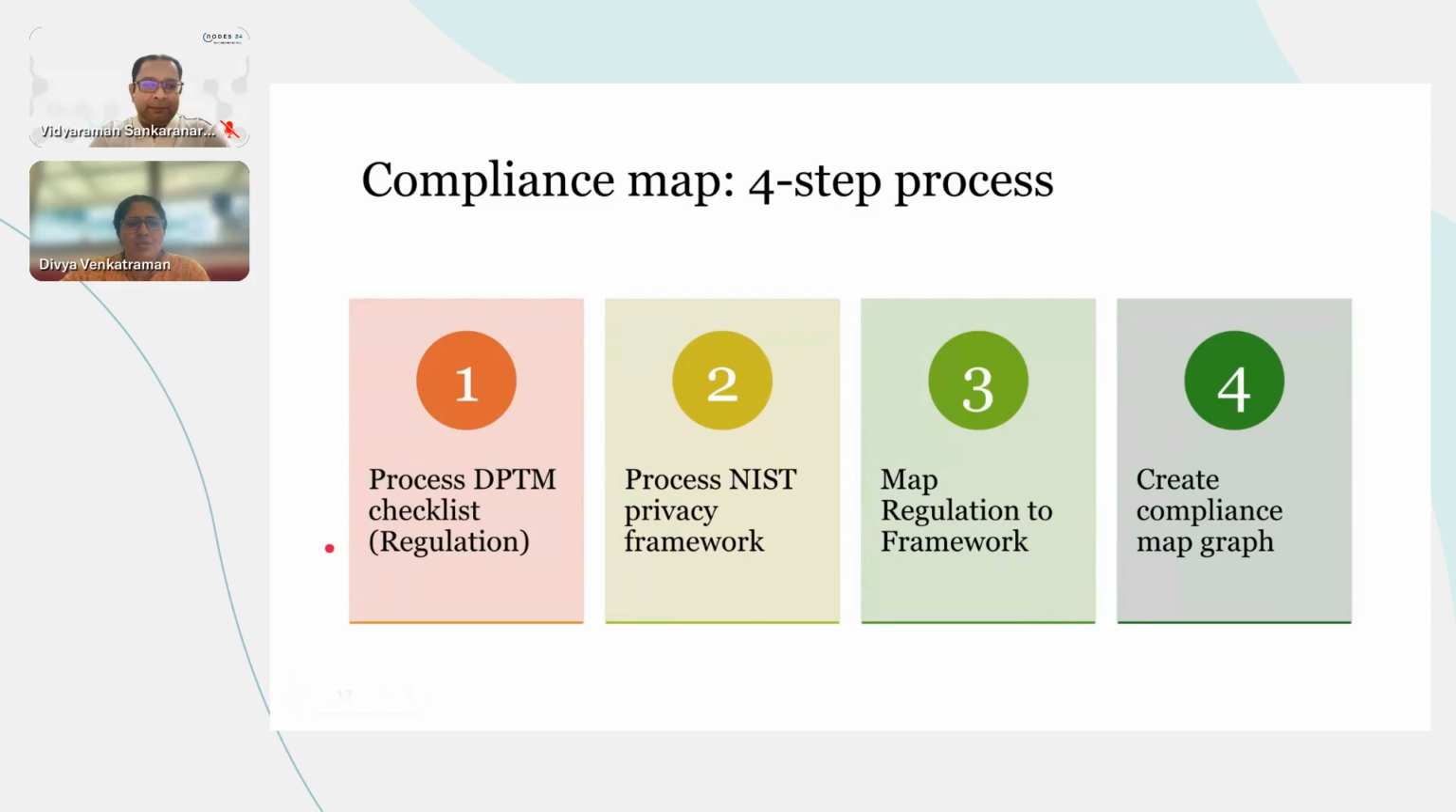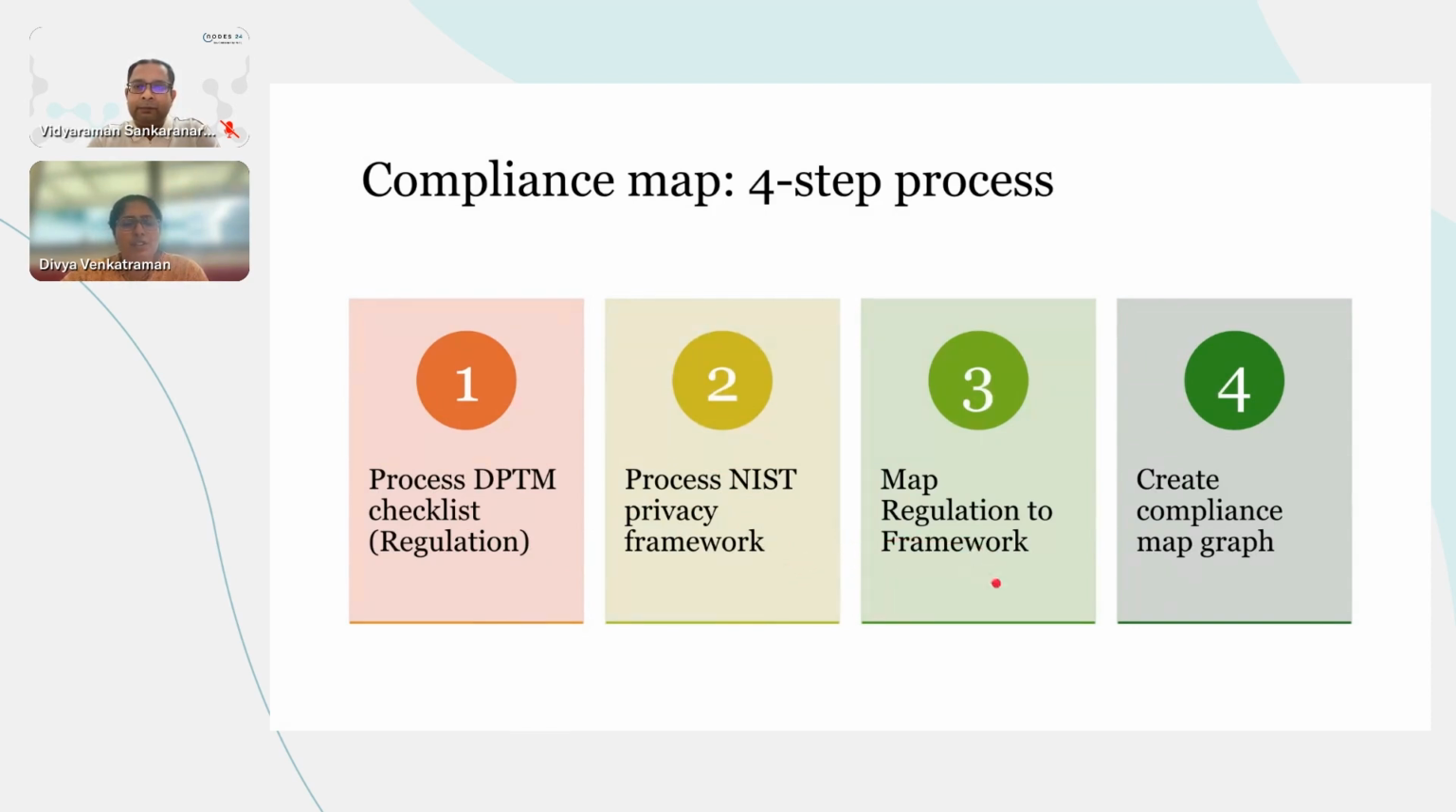So now since the context is set really well, let's go into the functioning of how we create this map. As you can see here, it's sort of a 4-step process. So first we need to process the DPTM checklist because it's in a PDF format. We want to create an information hierarchy so that we can understand the different regulatory requirements. And then we process the NIST privacy framework so that we can get the framework requirements itself.